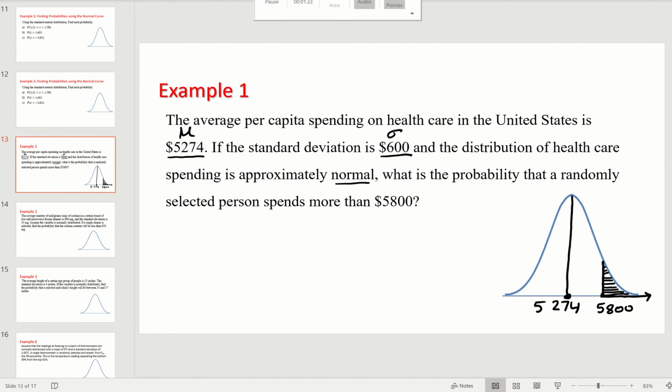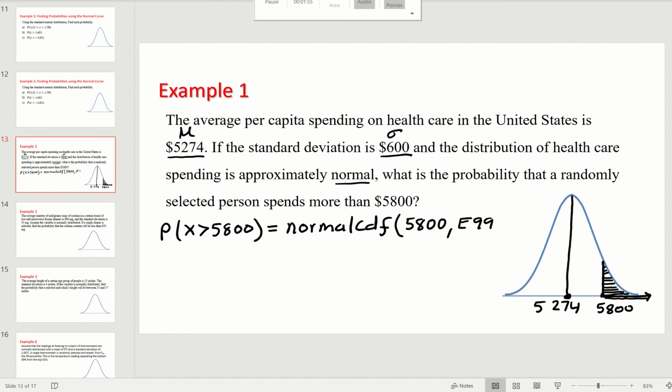Now, in order to find that area, if you remember, we can use our calculator. So the probability that x is greater than 5,800 is equal to normal CDF. The lower boundary for that area is 5,800. The upper boundary goes up to infinity, so we write E99 for infinity. The mean is 5,274 and the standard deviation is 600.